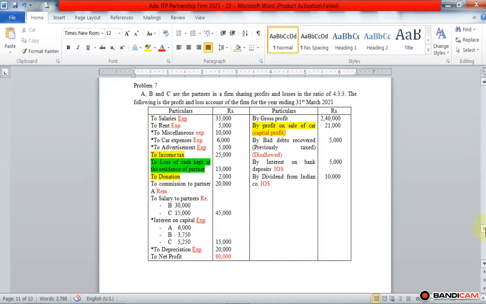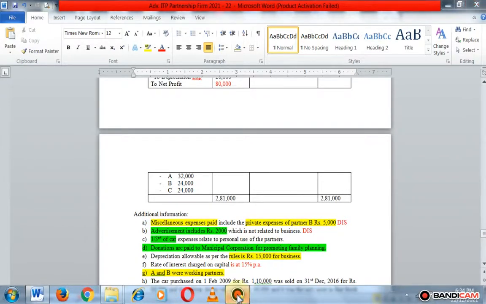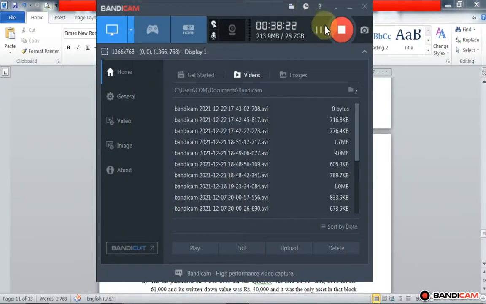In our next lecture we will solve another example, a similar type of example or illustration on computation of taxable income of a partnership firm. Okay, so thank you very much.